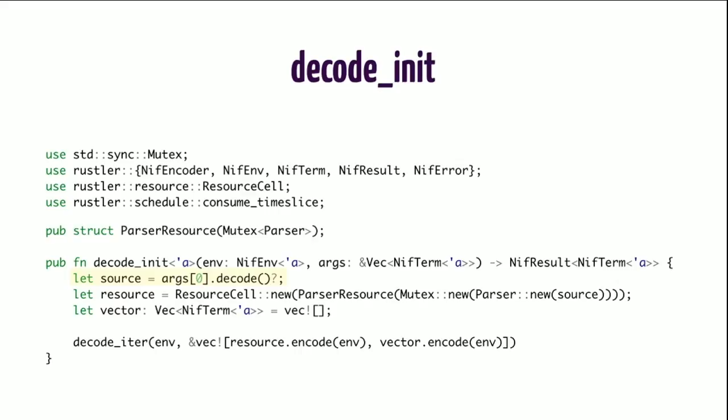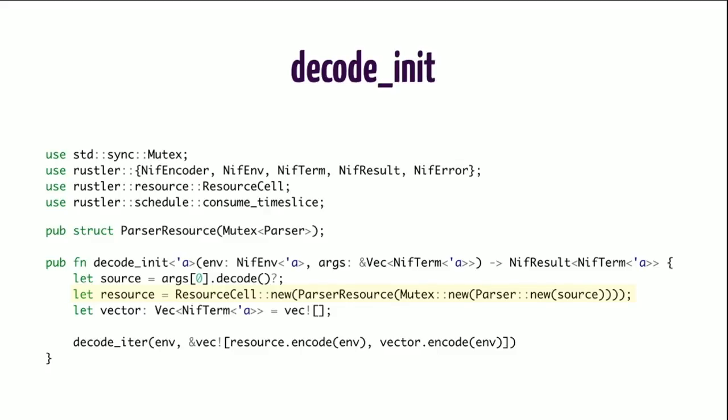So with decode init, we do the same thing as before. We get the source. We create this resource. And this, I wish Rust had the pipe operator. That would be really cool, because then you could write this much nicer. So reading it inside out, we're creating a new parser from the source, wrapping that in the mutex, putting that into the parser resource struct, and then we're creating this resource self that comes from Rustler.